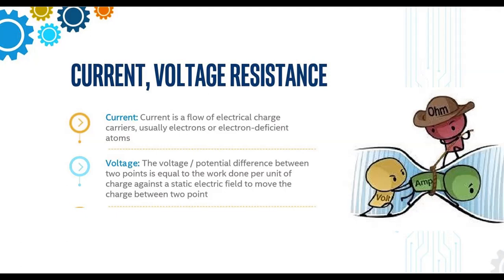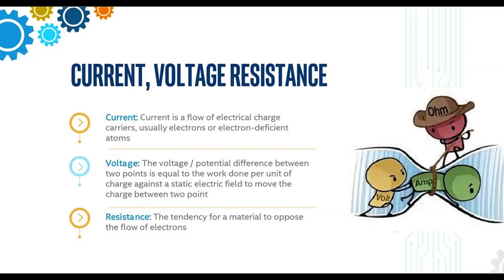Second is voltage. A voltage, or potential difference, between two points is equal to the work done per unit of charge against a static electric field to move the charge between two points. There is DC voltage and AC voltage, and it is a potential difference between two different points, two terminals. This is the simple definition of voltage. And the third parameter is nothing but resistance.